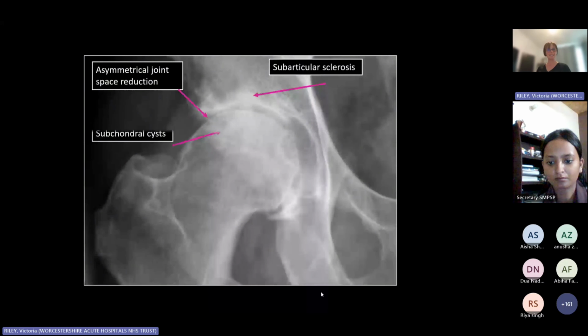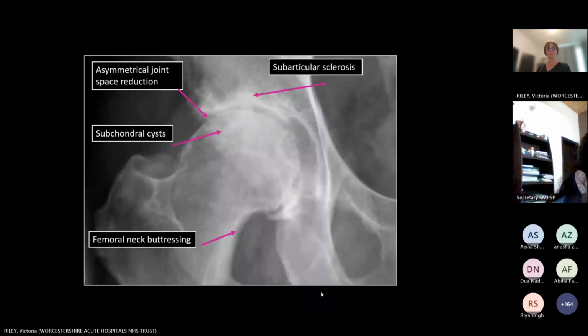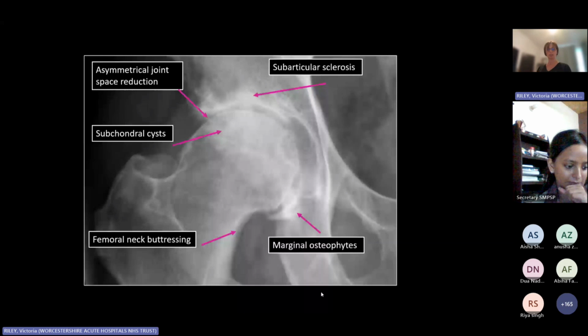We've got subchondral cystic changes. So these are lucencies within the articular surface of our joint. Remember where that synovial fluid is being pushed into defects due to the cartilage not protecting the joint surface anymore. And we've got femoral neck buttressing. So this is smooth new bone formation. So this is a reaction to the load distribution coming through that joint. So again, the body is creating more bone to stabilize that weight. And we've got marginal osteophytes. So again, bone rubbing on bone is going to create more bone.